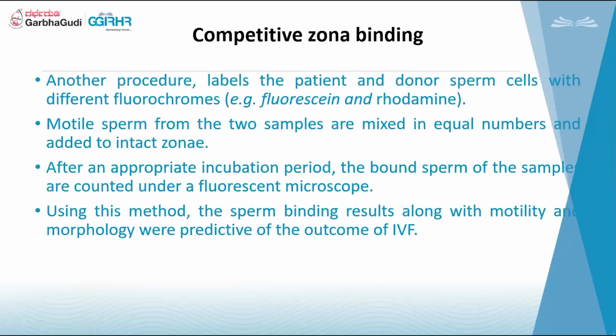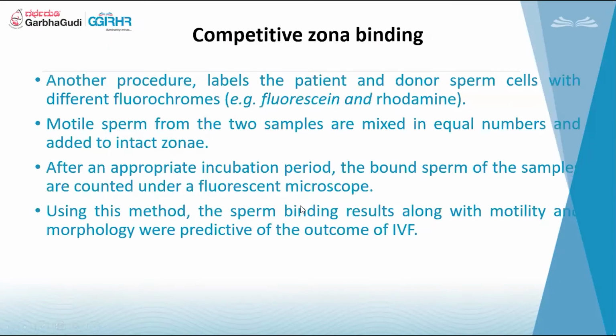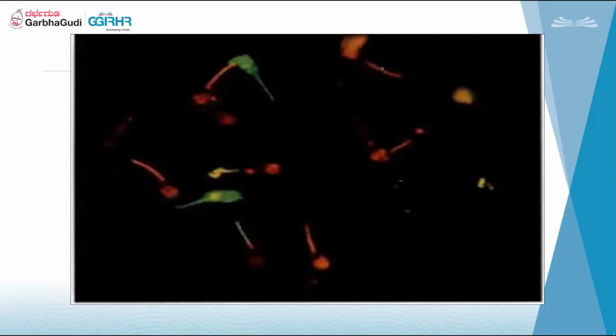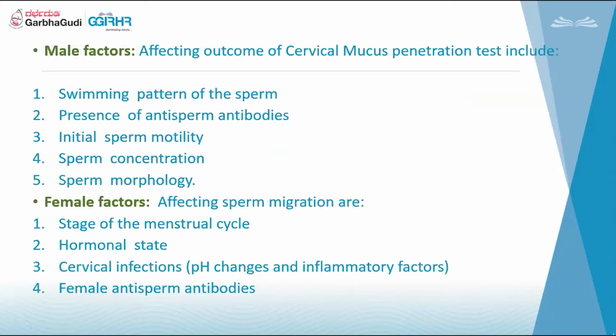There's something called competitive zona binding. Here different fluorochromes are used, and they will check which sperm can bind or not. So can you see this green and red? So it is incubated with the sperm sample and counted under the fluorescent method. So this is also again a conventional method. We will not be using it anywhere. Then postcoital test and cervical mucus test is also done in some centers. We usually don't perform this postcoital test.